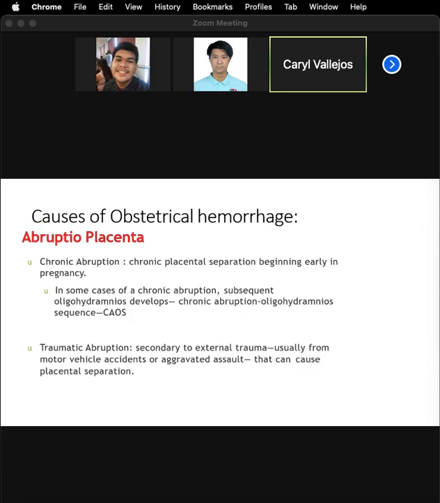So we have the chronic abruptio and the traumatic abruptio. Chronic abruptio, the chronic placental separation begins early in pregnancy. In some cases of chronic abruptio, subsequent oligohydramnios develops, known as the chronic abruptio oligohydramnios sequence. For the traumatic abruptio, that is secondary to external trauma, usually from motor vehicle accidents or aggravated assault, that can cause your placental separation.